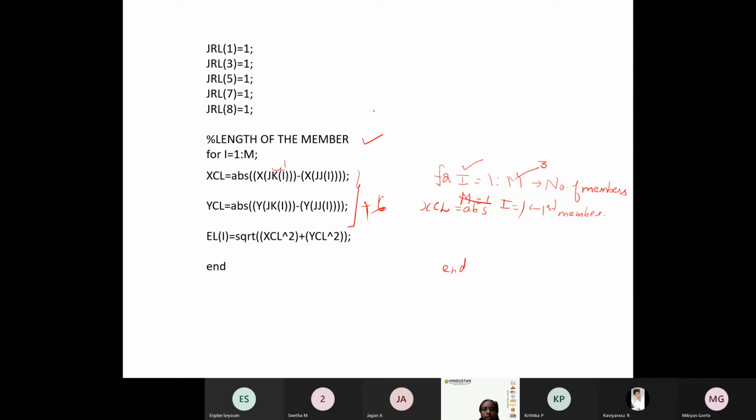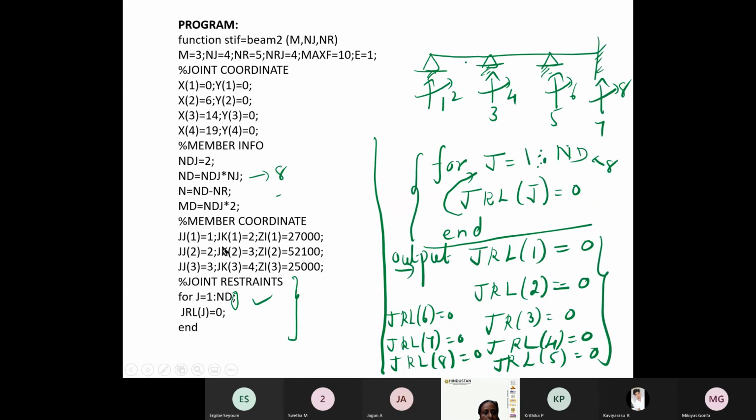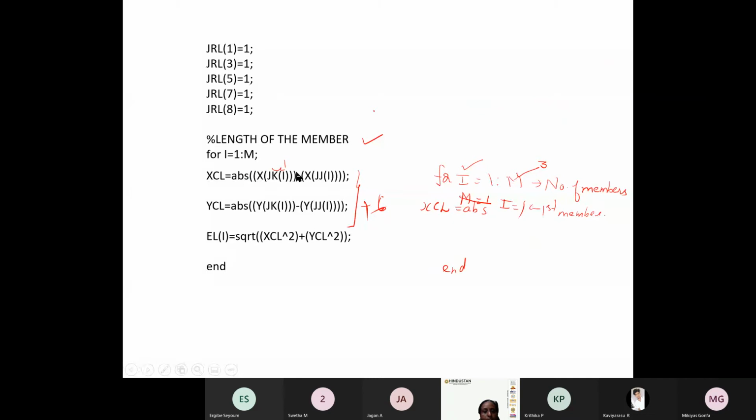What is jk of 1? Jk of 1 is equal to 2. Here we will write it as 2. What is x of 2? So jk of 1 has become 2.